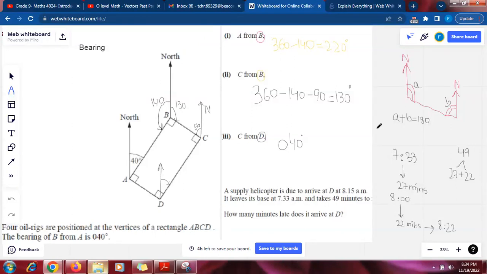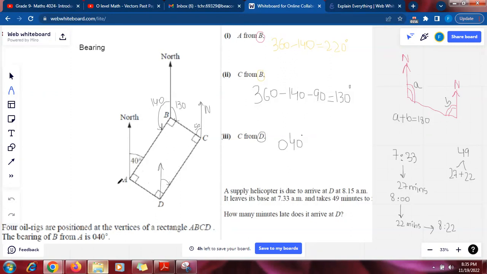Let's begin this video by reading out the question. The question says that we have four oil rigs that are positioned at the vertices of a rectangle ABCD. The word rectangle is very important for us, because we know that in a rectangle all the interior angles are equal, and they are all equal to 90. The symbol is showing that these four angles are equal to 90.